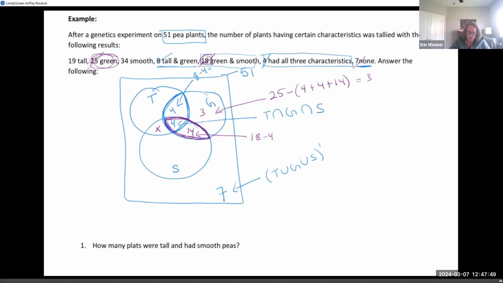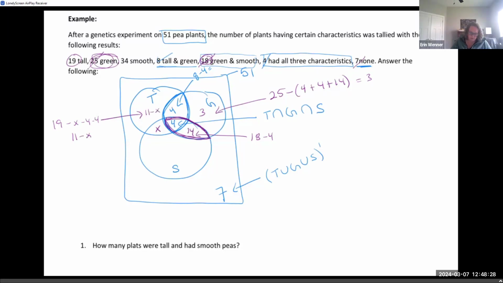Okay. We know that we had 19 tall. So in order to solve for this remaining tall space, we're going to take the total for tall and we're going to take out what we've already used. Well, we've already used x, we've already used a 4 in the middle, and we've already used a 4 where that tall and green only were overlapping. We want to simplify this. So 19 minus 8 is going to be 11. So we get 11 minus x. So 11 minus x is going to represent that space there.